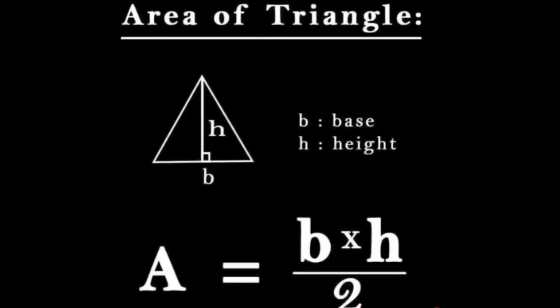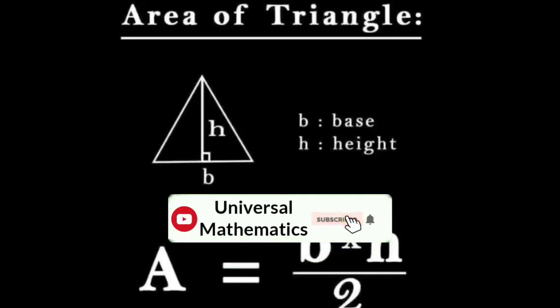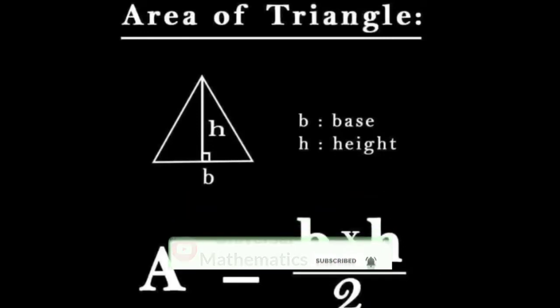The next one is how to find the area of the triangle. For finding the area of the triangle, we have the base and the hypotenuse.